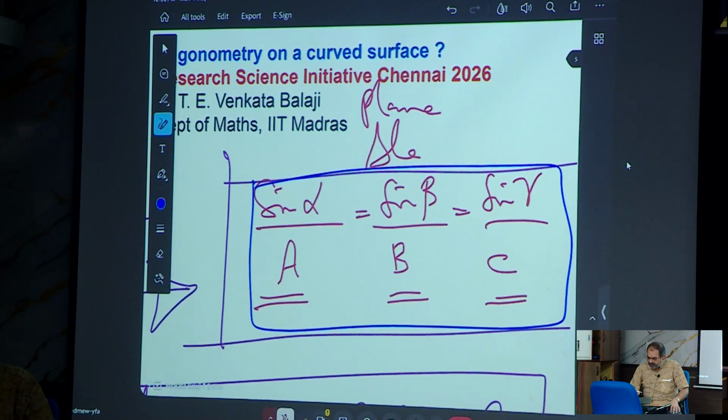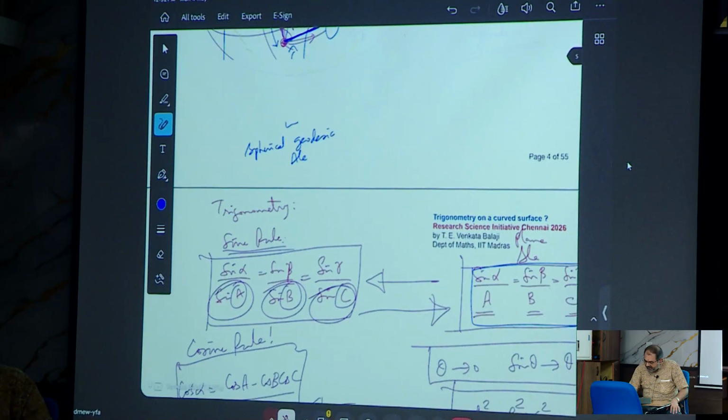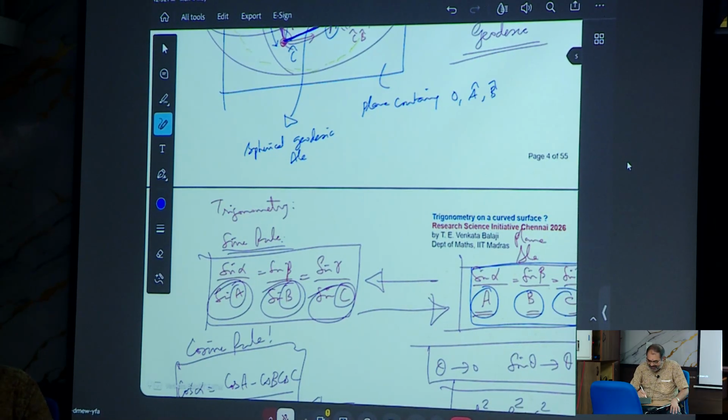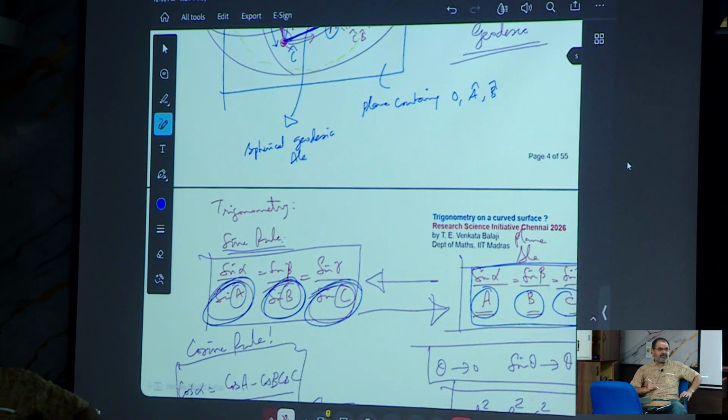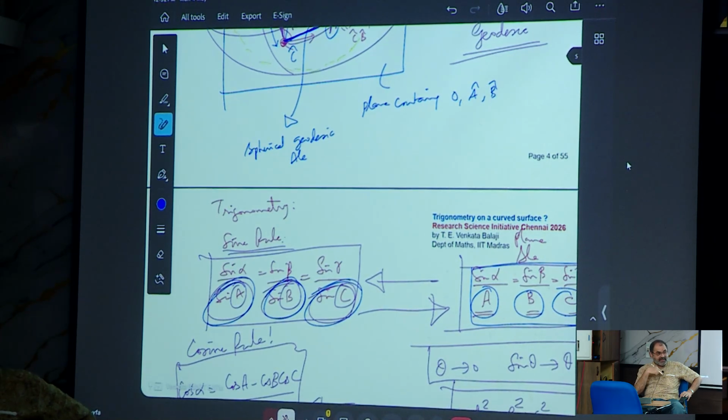And guess what? Here you will have the same kind of thing, but instead of getting A, B, C in the denominators, you get sine A, sine B and sine C. So what you are saying is that the sines of the angles of a spherical triangle are proportional to the sines of the opposite sides. And there is a little bit of a mystery. What do you mean by the sine of a side? Now you remember the side is also an angle subtended by that arc at the center of the sphere. That's what I told you.